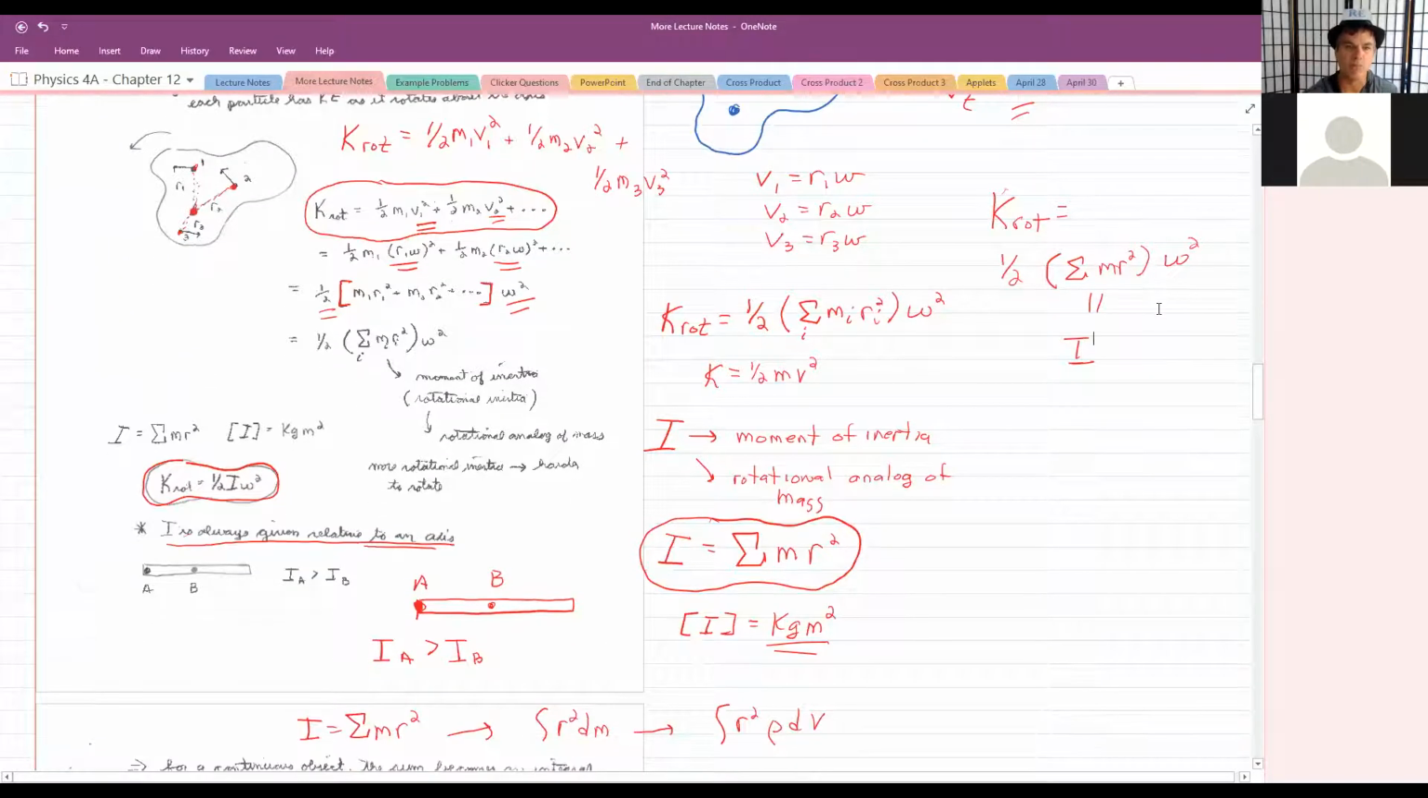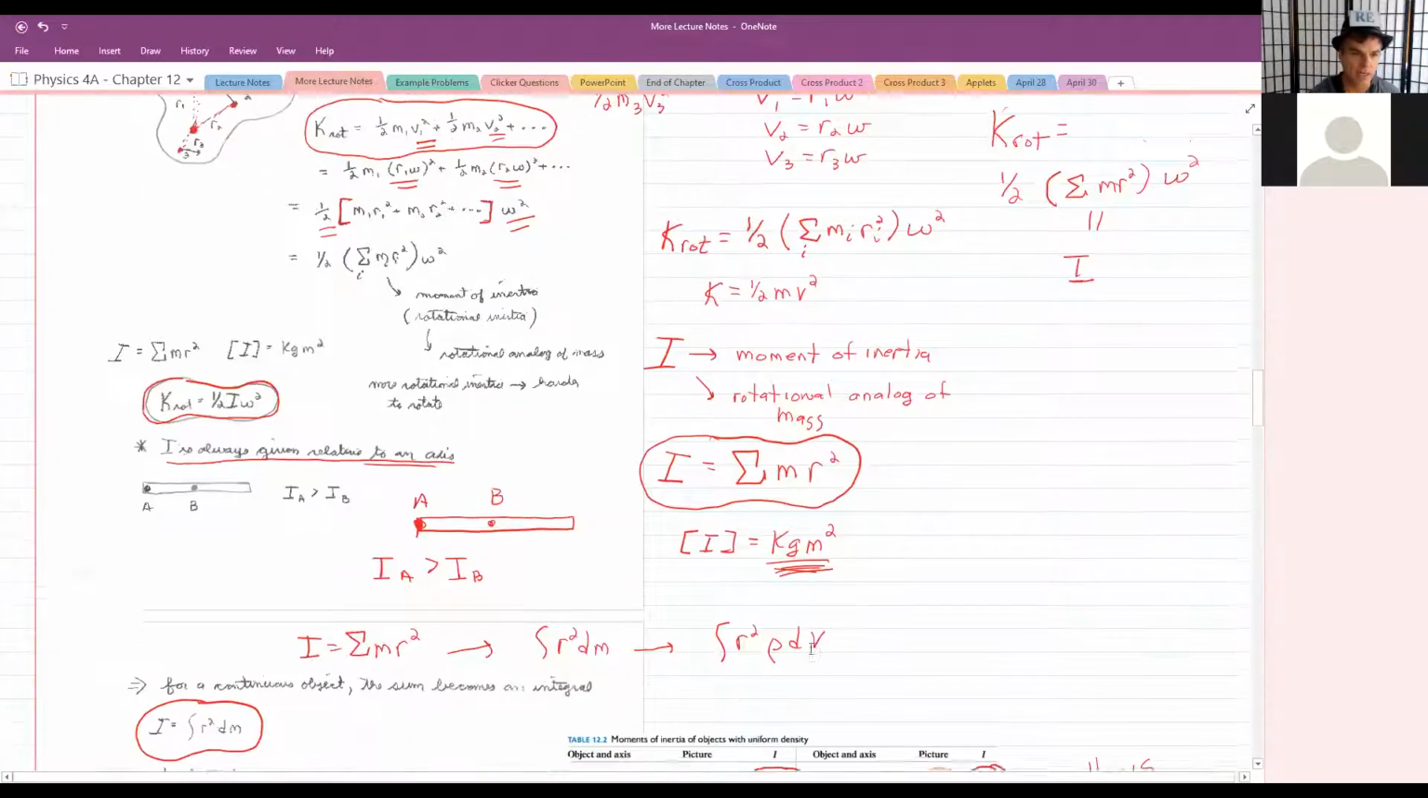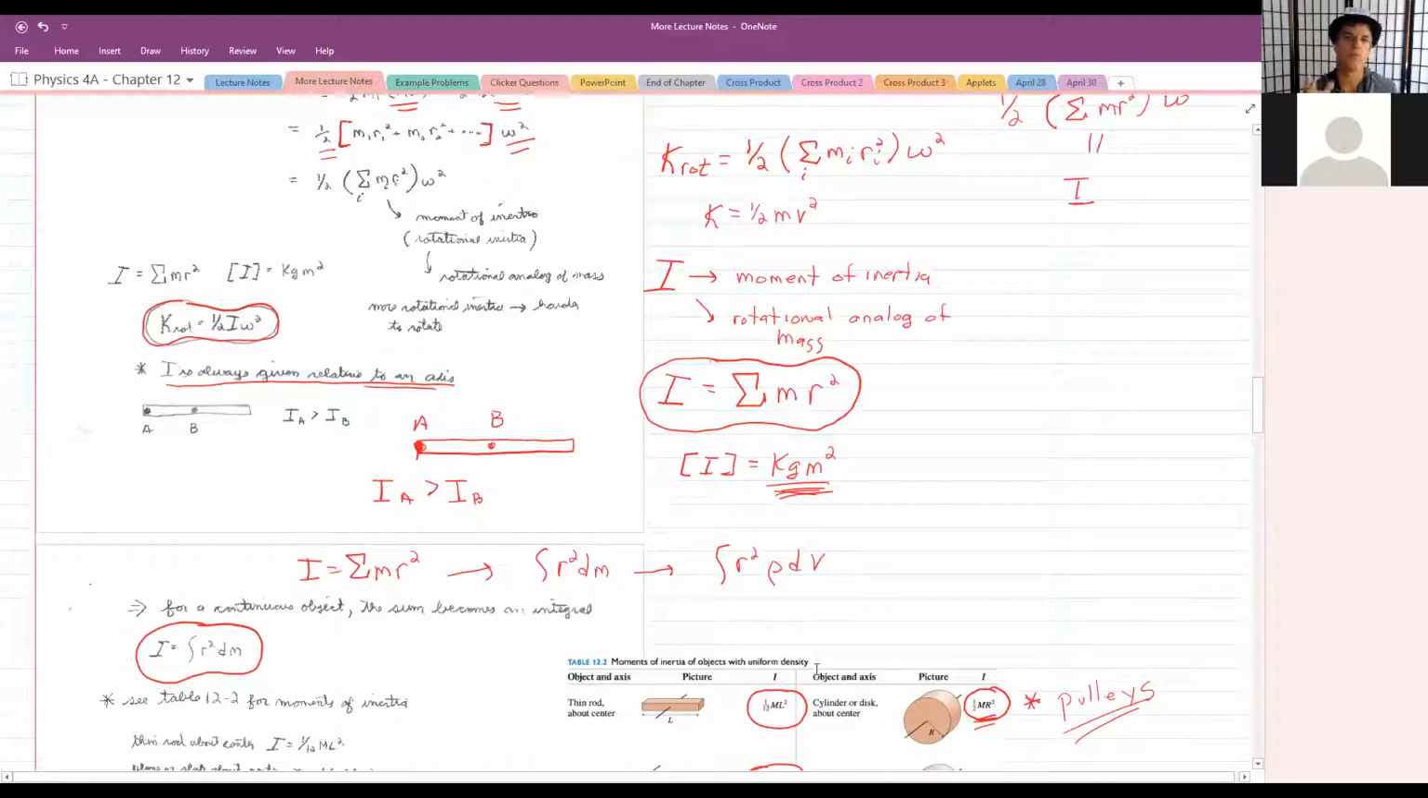So I, moment of inertia, has units of kilogram meter squared. There's no special name for it. And it just describes kind of like mass. The more mass, the harder it is to accelerate an object. The more moment of inertia, or rotational inertia, the harder it is to cause an angular acceleration. It basically resists rotations. And moment of inertia is always given with respect to an axis.